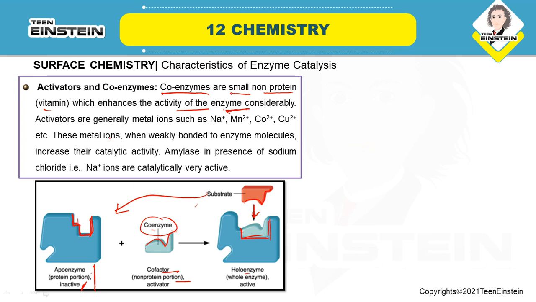And what is an activator? They are generally metal ions such as this. So these metal ions, when weakly bonded to enzyme molecules, increase their catalytic activity. For example, in the case of amylase, Na plus ion increases its catalytic activity. Okay.